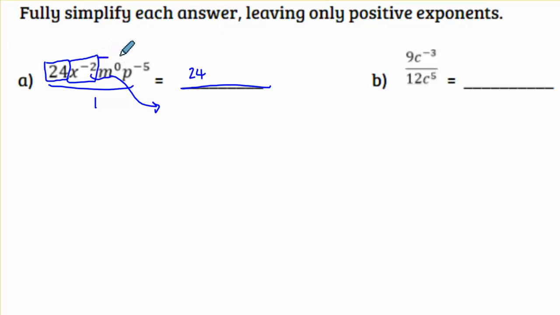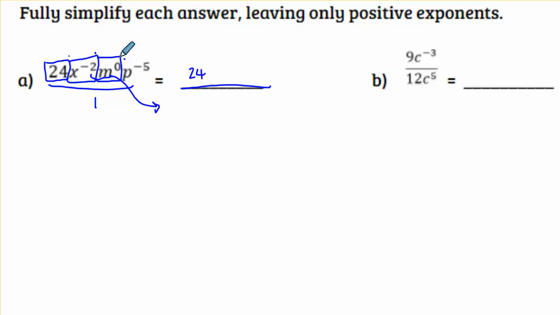Then we get m to the 0 power. Well, we've learned that any variable or any constant raised to the 0 power is 1. And so if you have 1, you don't really need to write it, because we know that all of these are being multiplied together, and if you're multiplying by 1, it's not going to change that number at all.